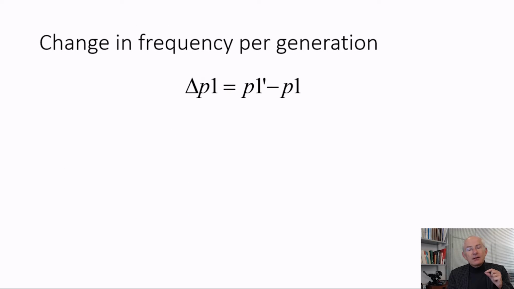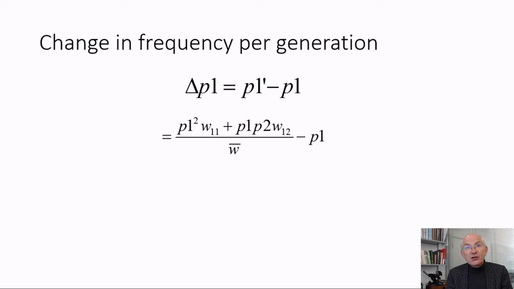Now that change in allele frequency over one generation can be calculated algebraically. So delta P1, that's the change in the allele frequency of allele A1, equals the allele frequency of A1 in the second generation minus the allele frequency of A1 in the first generation. And we've already seen what the allele frequency of A1 is in those two generations. It's given by those two expressions just there.